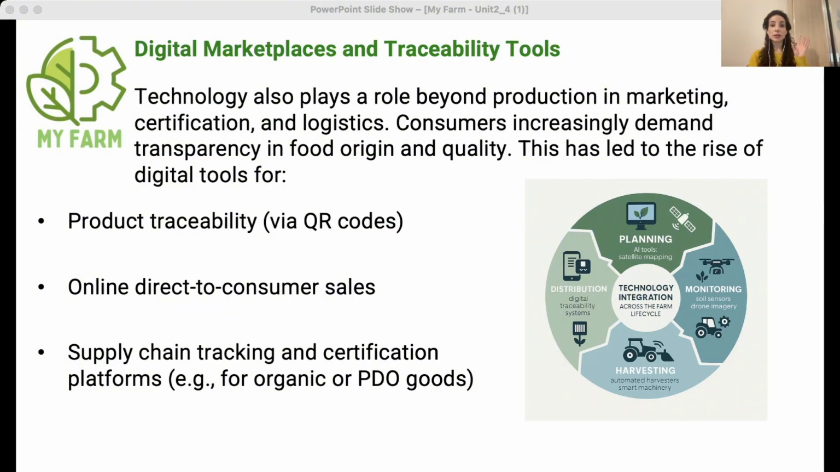This demand for transparency has driven the growth of digital marketplaces and traceability tools. Through these tools, producers can show product origin, production methods, and certifications, often directly to the consumers. At the same time, digital platforms make it easier to sell products directly, manage supply chains, and verify standards such as organic or protected designation goods. In this way, technology helps to build trust, improve market access, and add value beyond the farm gate.